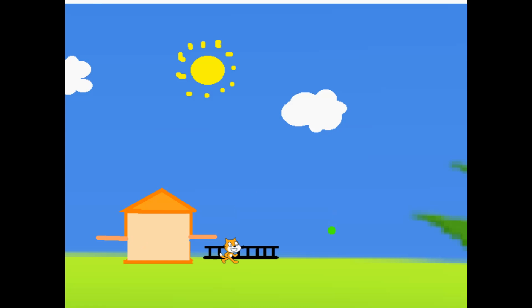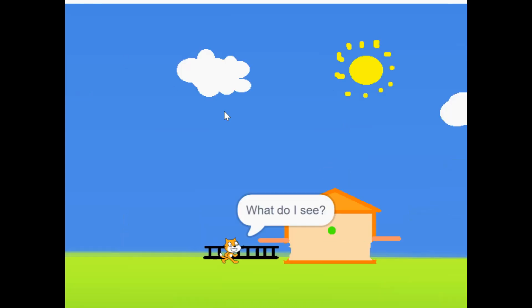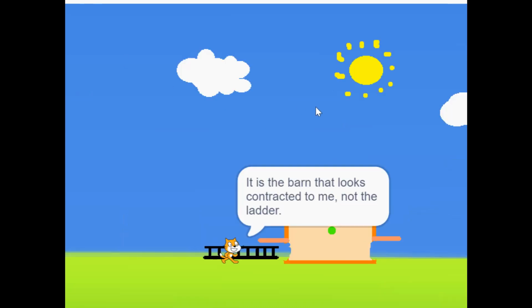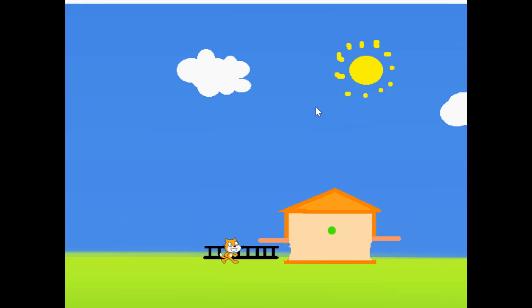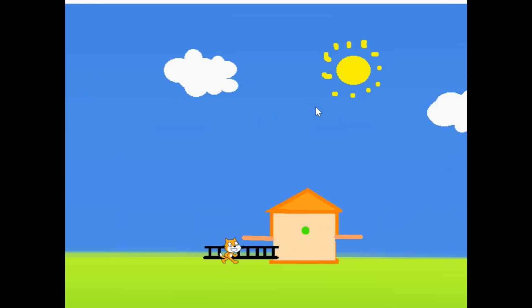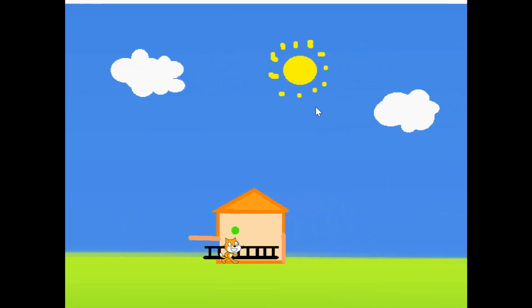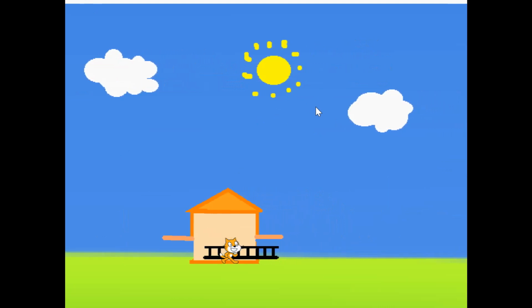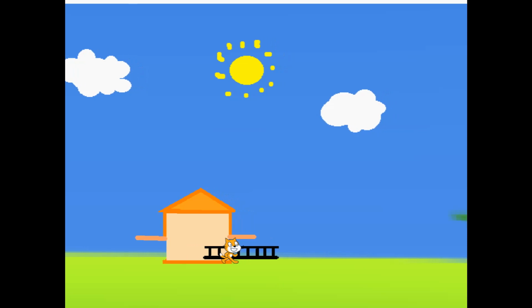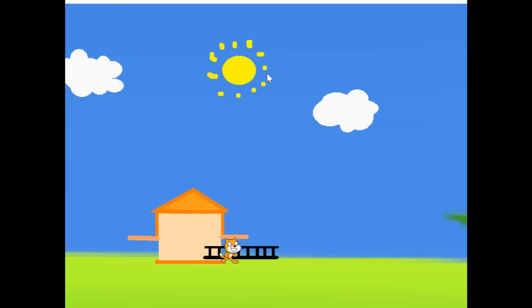So let's just have one more look at that one because that's the tricky part of it, just so you're happy with the outcome of that, the solution to that seeming paradox. Close, open. Close, open. Good. Works. So that's the ladder in the barn paradox solved.